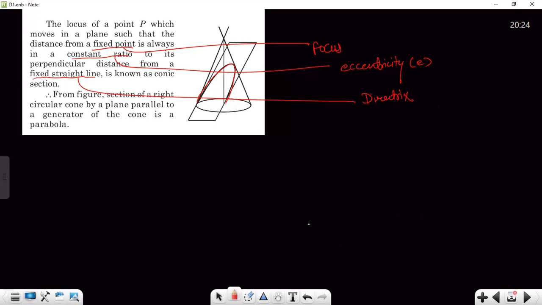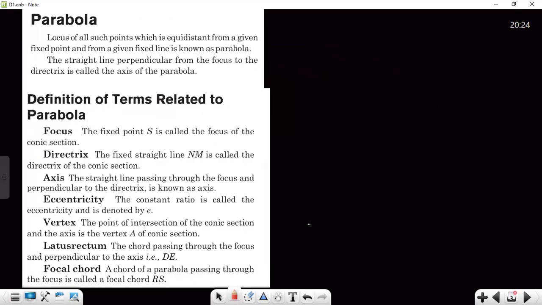So let's move ahead with the discussion of the parabola this time. The locus of all points which are equidistant from a given fixed point and a given fixed line is known as a parabola. The straight line perpendicular from the focus to the directrix is called the axis of the parabola. Without wasting more time, let's draw the parabola.